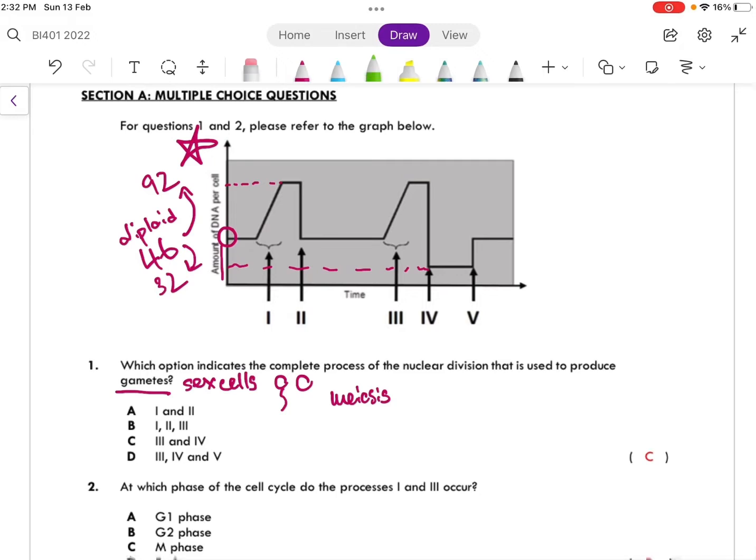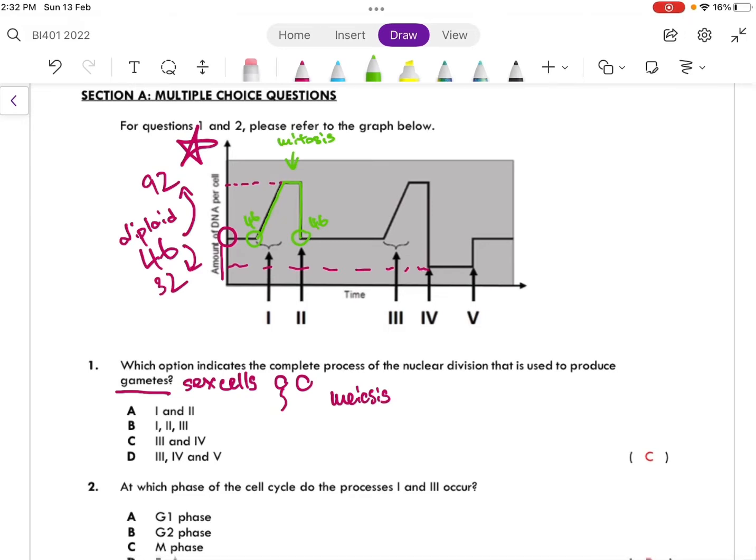Here, the amount of DNA seems to double. After doubling, it remains the same, and then there's this drop, right? But you see, before and after the drop, you have the same amount of DNA, 46 before, 46 after. It means whatever happened in between has to be mitosis, because mitosis results in the same amount of DNA before and after.